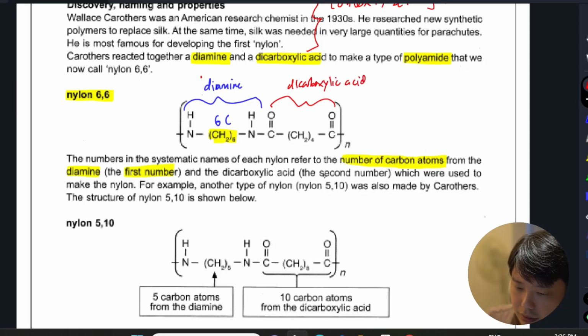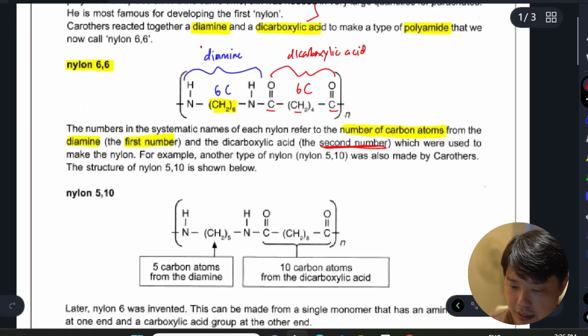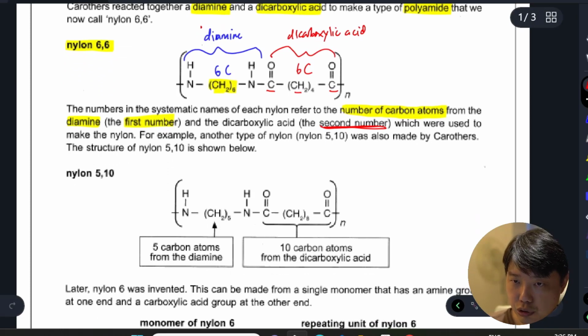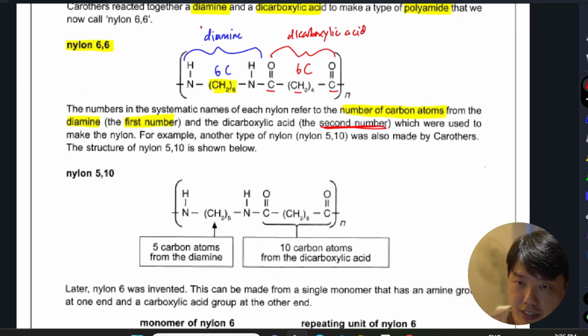The second part is where you have your carboxylic acids, the dicarboxylic acid, and they say this refers to the second number. So the number of carbons here is also 6. There's 4 here, and there's 1 here and 1 here, so a total of 6 carbons for the dicarboxylic acid. Then they give you another example to illustrate the naming process. How do they name the nylon?